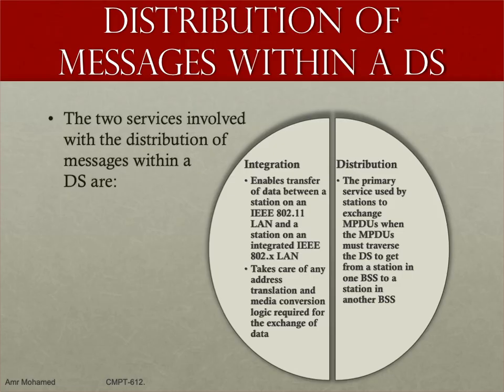Unfortunately, this is the last slide. This is not new. This talks about the difference between integration and distribution. That's the only information here. So integration enables the transfer of data between the 802.11 LAN and a station on an integrated IEEE 802.x network. It could be 802.3, any kind of extended or external network. It takes care of any address translation.